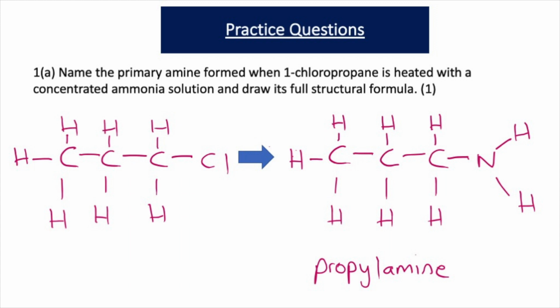And as the question is asking you to draw the full structural formula, I've drawn all the bonds here. I've drawn it out in full. So the amine would be called propylamine, and that's a primary amine as there's one alkyl group attached to the nitrogen, and it also has two hydrogens attached.